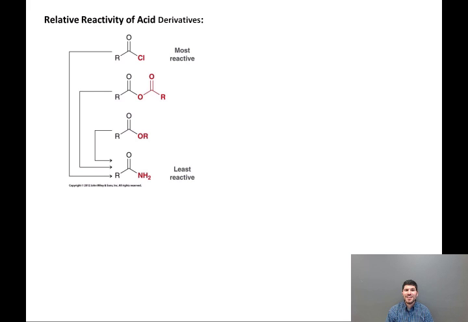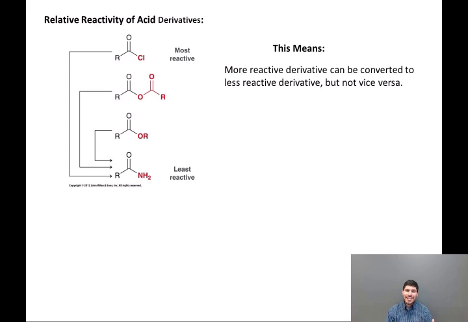The relative reactivity of the acid derivatives is that acid chlorides are the most reactive, anhydrides are the second most reactive, followed by esters, and followed by amides. Success in this unit depends on your ability to remember the order of reactivity of the carboxylic acid derivatives. But as usual, I don't just want you to remember something, I want you to understand why it's the case, and that may help you remember it. Okay, so the meaning of this, the reason why it's so important, is that a more reactive derivative can be converted into a less reactive derivative, but not vice versa.